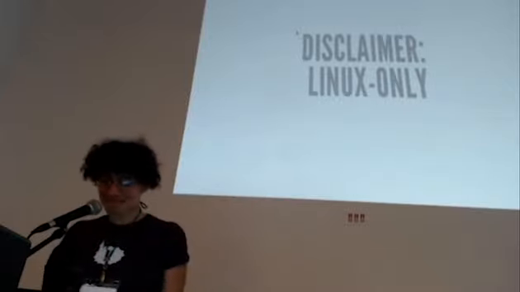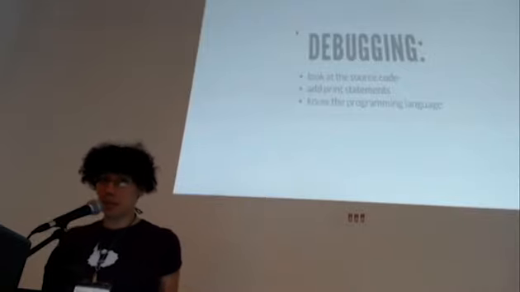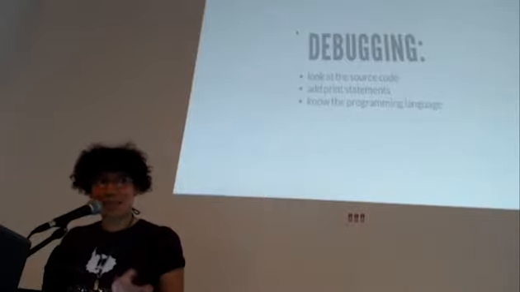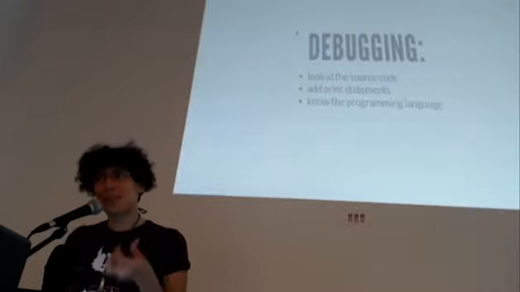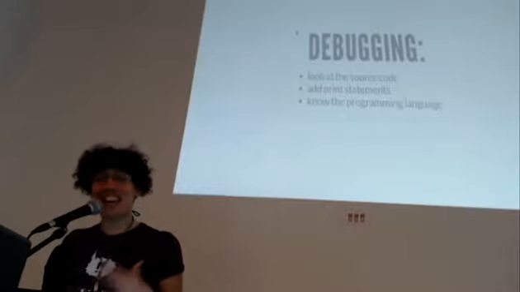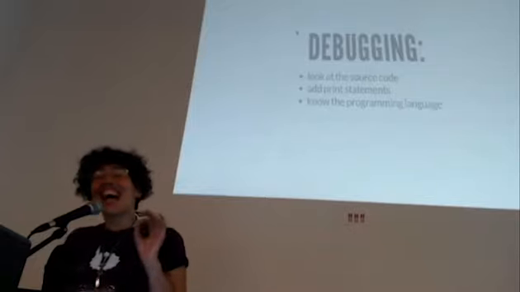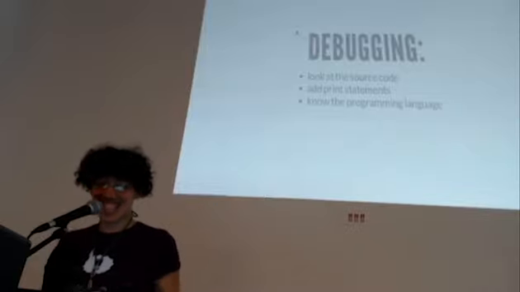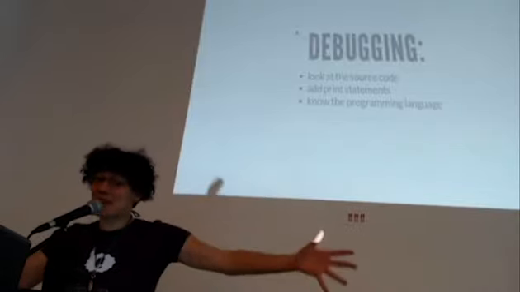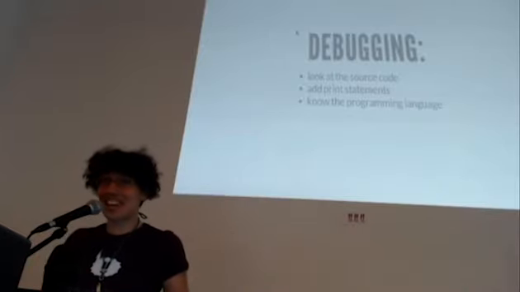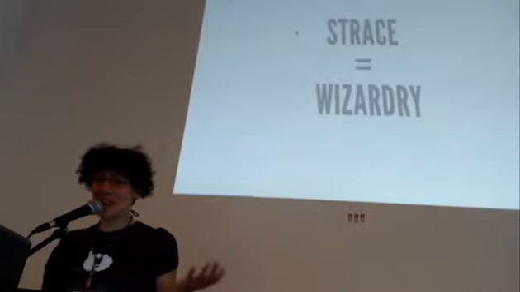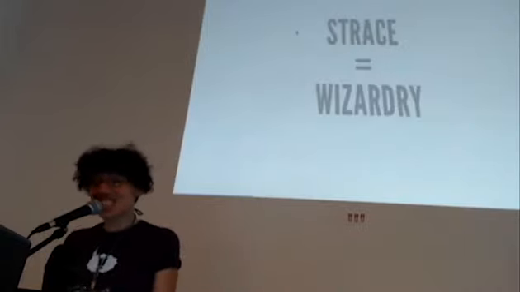So, we write programs. We debug things. Normally when you debug a program, you will look at the source code, or add print statements, or use a debugger, or know the programming language that your program is written in. strace is a debugging tool that requires none of these things. You can have a random program, run it, and learn what it's doing. Am I a wizard? strace lets you be a wizard.